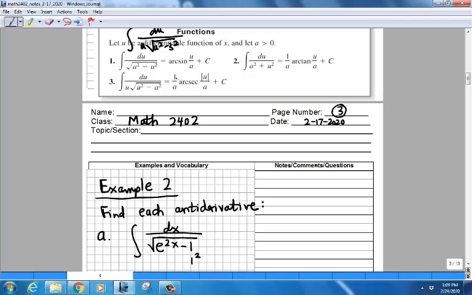So how can I write e to the 2x as something squared? 1 is obviously 1 squared. But what about e to the 2x?